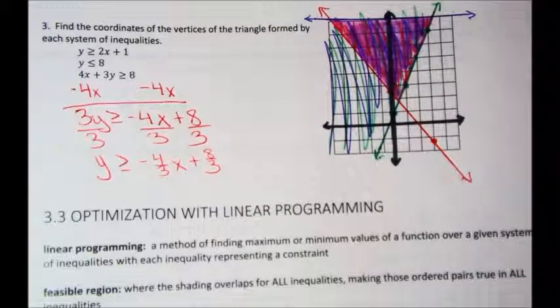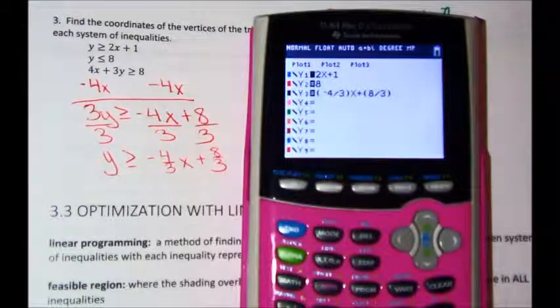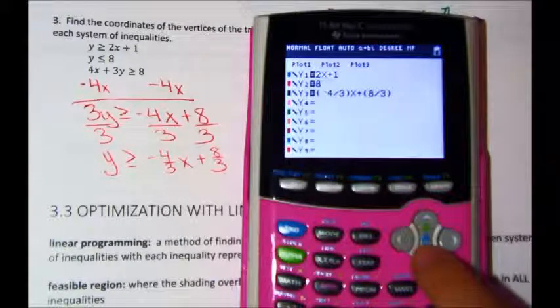Now we need to identify the vertices. Since they don't seem to cross at nice places, we can use our calculator to help us find the vertices. Type each equation into your y equals. Then select 2 equations to graph. You can tell your calculator not to graph one of the equations by unhighlighting the equal to.